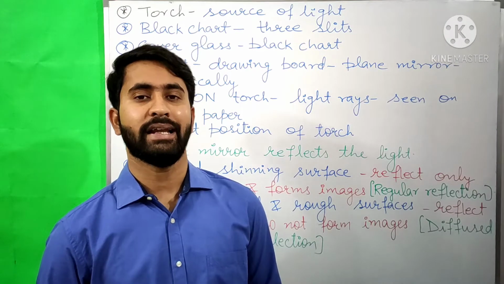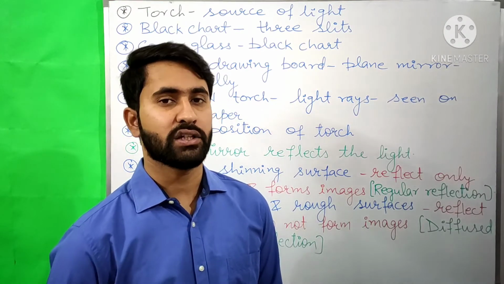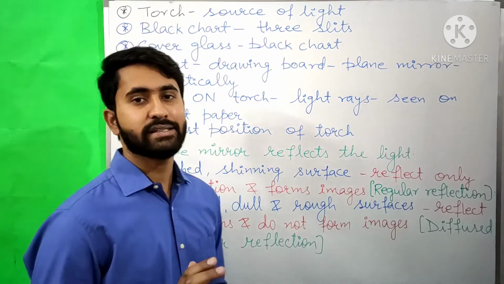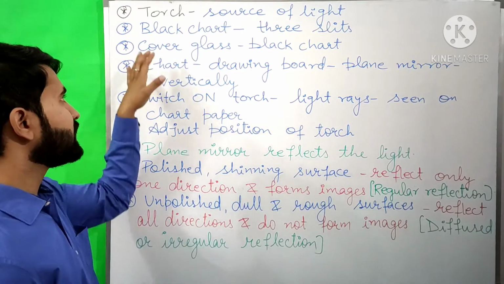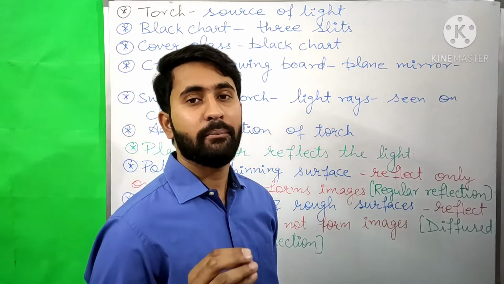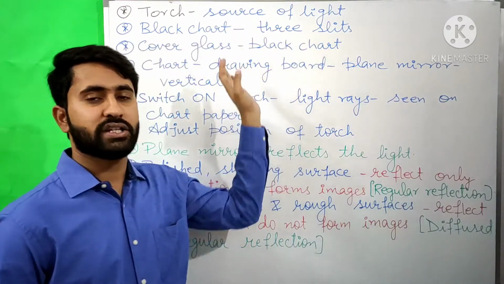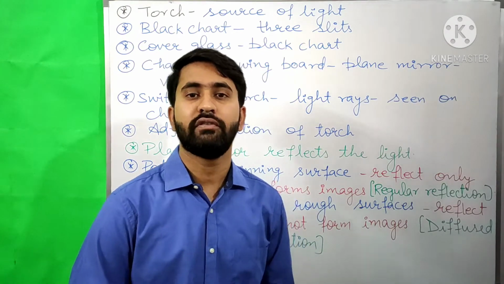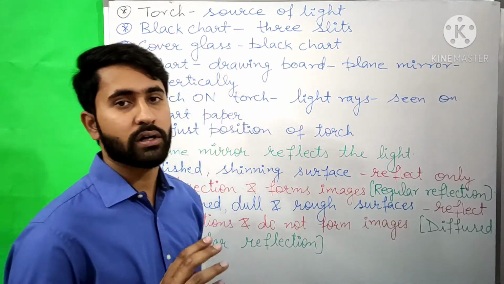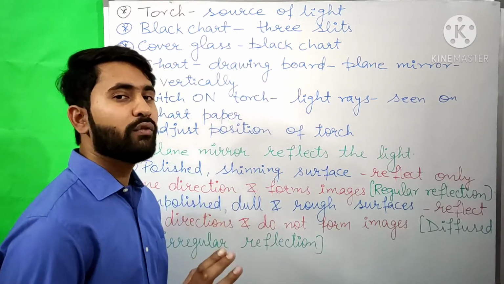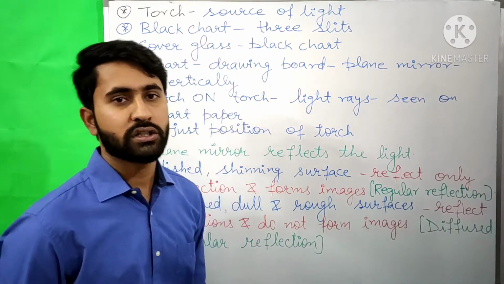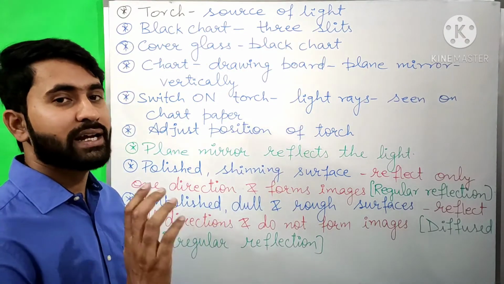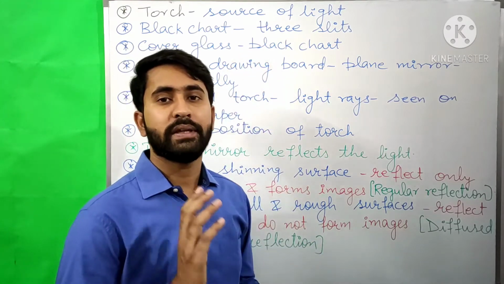We can perform an activity to show the reflection of light by the plane mirror. We will take a torch as a source of light, and we will take a black chart paper. We will make 3 slits in this black chart paper. Slit means a long and narrow cut. So we will make 3 long and narrow cuts in this black chart paper. Now we will cover the glass of the torch with this black chart paper in which we have made 3 slits, so that we can get 3 narrow beams of light.